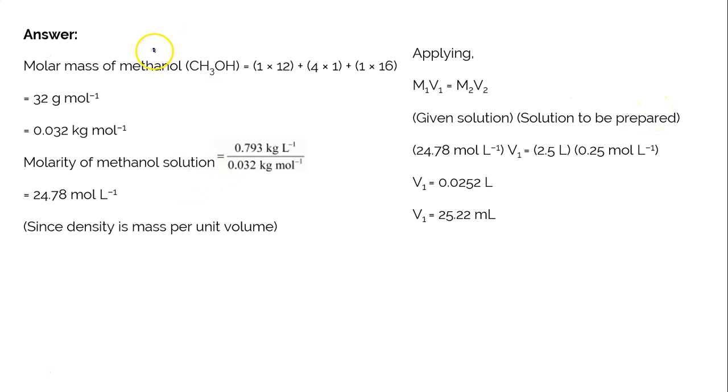First of all, since we are talking about methanol, let's calculate the molar mass of methanol. Methanol has 1 carbon, 4 hydrogens and 1 oxygen.